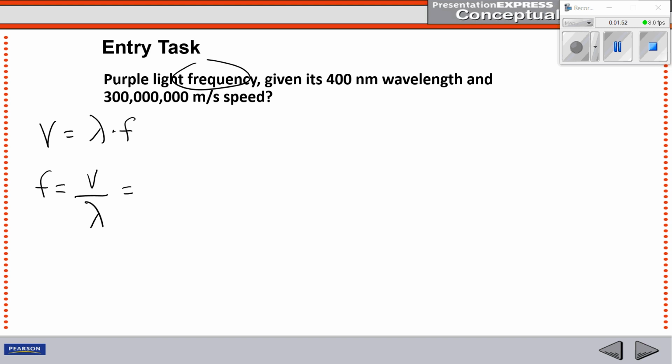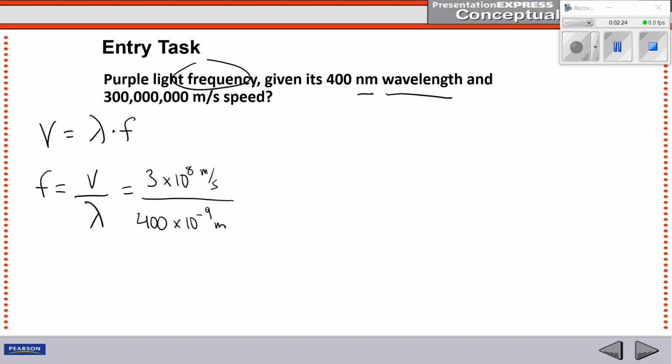Now, this is all math problems. Practice this out a couple different ways and see if you understand it. 300,000 written in scientific notation would be 3 times 10 to the 8th meters per second. This is a constant in a vacuum for the speed of light. And the wavelength then is 400 nanometers. The prefix nano means times 10 to the negative 9th. You're welcome to look that up. It's not something to memorize, but I do want you to know how to use it. So 400 times 10 to the negative 9th meters.